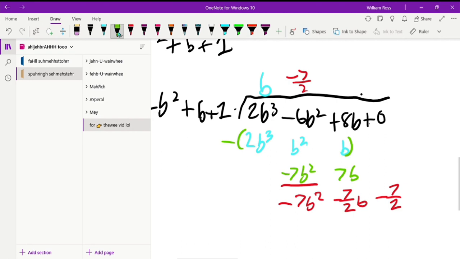Alright, let me just bring this down. That's supposed to be 0, not 6.